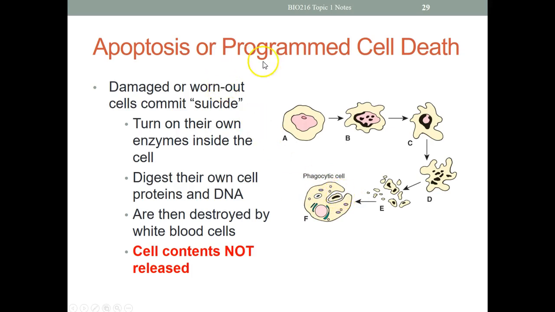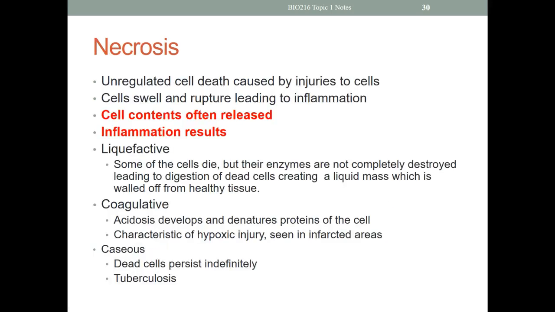The key with apoptosis or programmed cell death is that the cell contents are not released. All the digestion occurs inside the cell, and therefore it does not result in inflammation. Necrosis is an unregulated cell death, and this is caused by injuries to cells. Cells swell and rupture in necrosis, and this leads to inflammation. Contents are often released, and inflammation results.